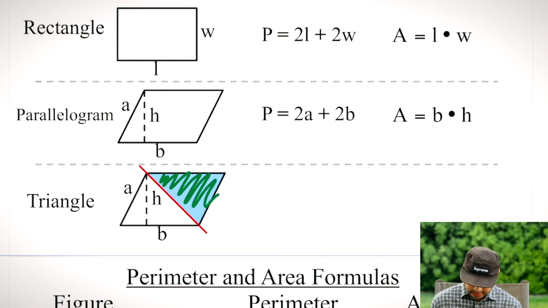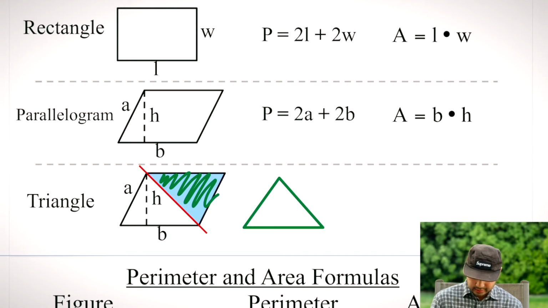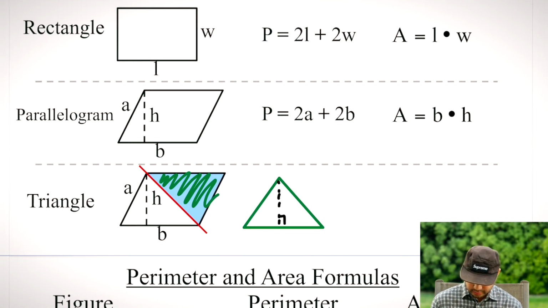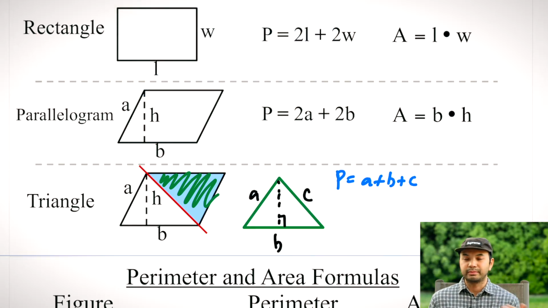If I redraw that triangle right there, it has your height, which is perpendicular to the base. It has A, B, and then now you can have C. So if I'm trying to find the perimeter, it's just A plus B plus C. You just add up the three sides.